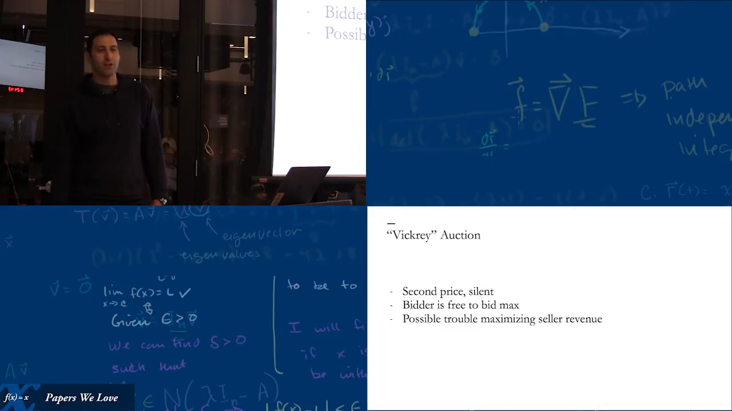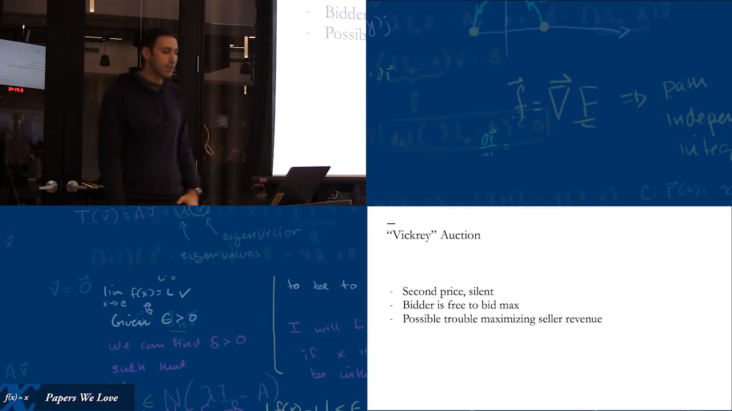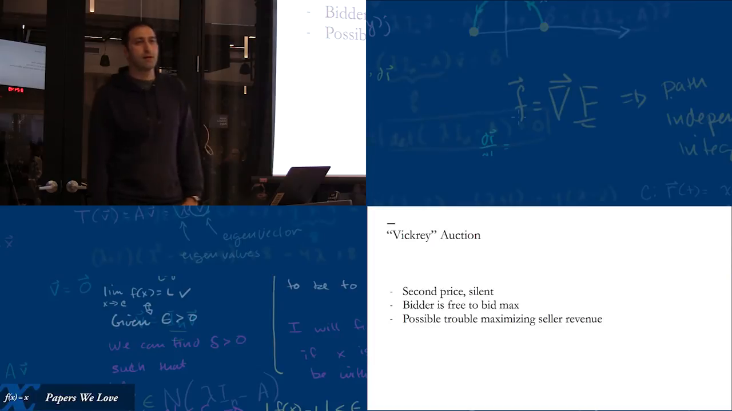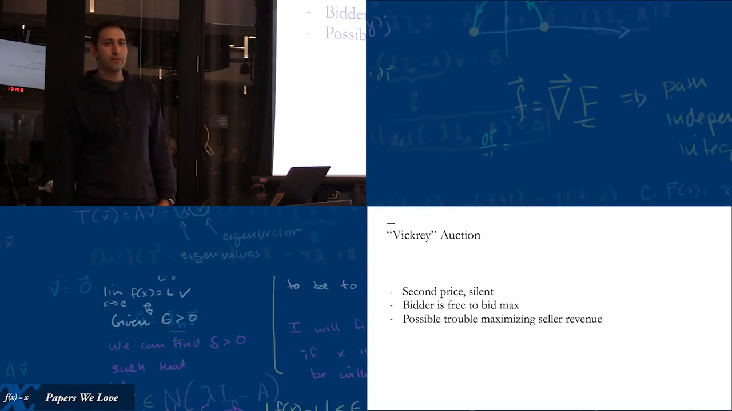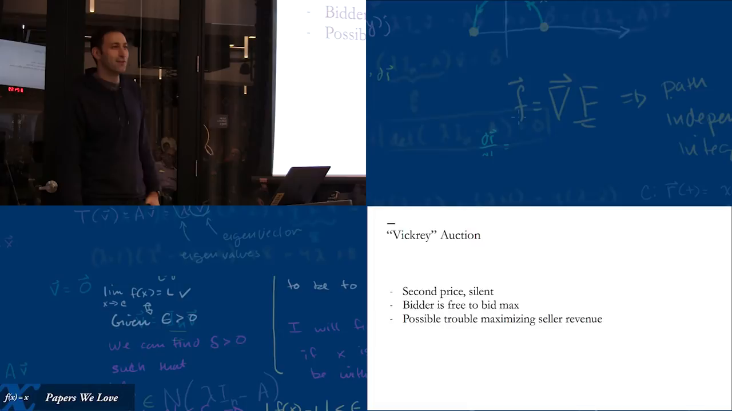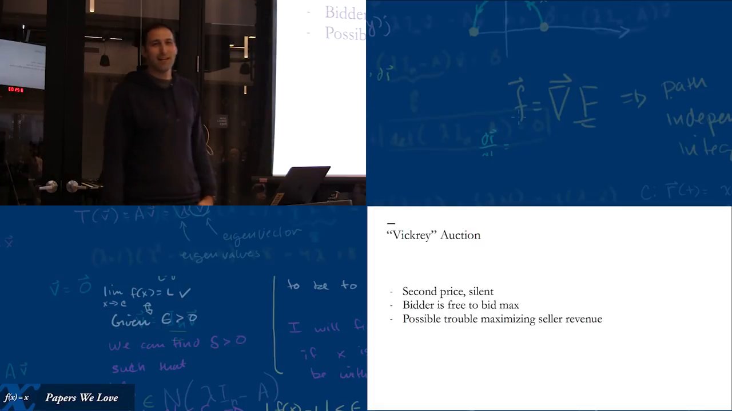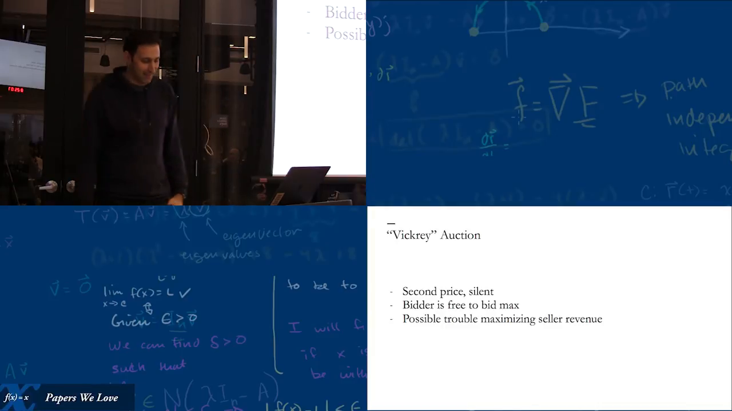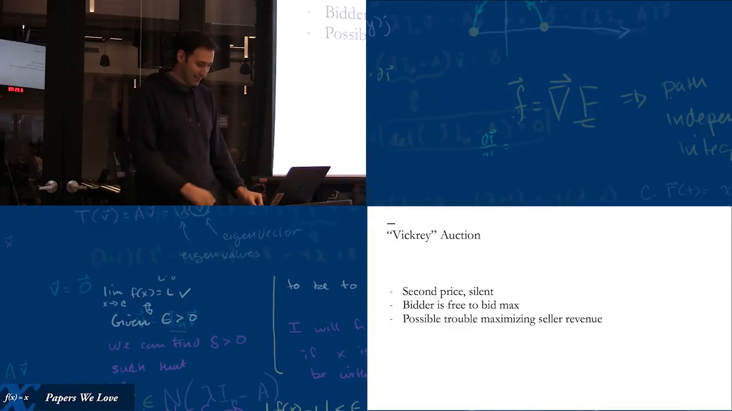And this is where auction theory starts coming in. This actually has trouble maximizing seller revenue. In New Zealand, there was an auction for radio spectrum. And there were only two bids, one for $100 million and one for $1. So the bidder who bid $100 million got the entire radio frequency spectrum for $1. So there is a little bit of unintended consequence.